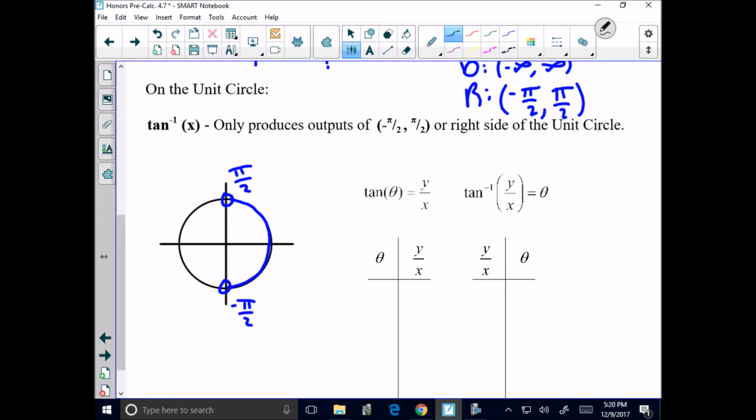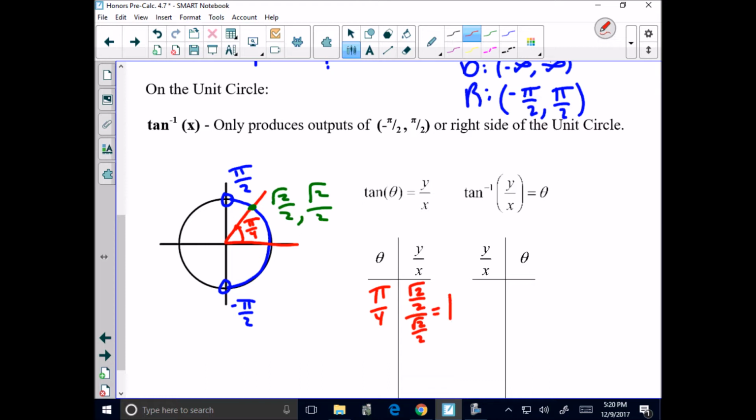So right here, if I have a rotation of pi over 4, that is going to give me that middle stop in the first quadrant, where the ordered pair is square root of 2 over 2 for x and square root of 2 over 2 for y. So right here, tan would evaluate pi over 4 and give us the ratio of the y, square root of 2 over 2, to the x, which would also be square root of 2 over 2. And that gives us the output of 1 as the ratio for tan.